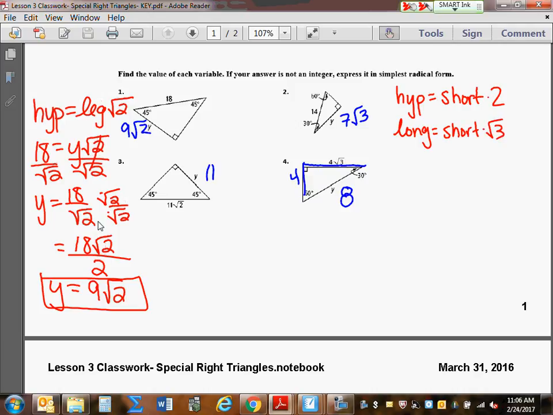Okay. So if my hypotenuse is 14, how much is my short leg going to be? 7. So then my long leg is just the short times root 3, so just 7 times root 3. Does that make more sense to you? So always go back to those beginning equations when you're starting. Alright, other questions on the front side? Okay, let's take a look at the back side.